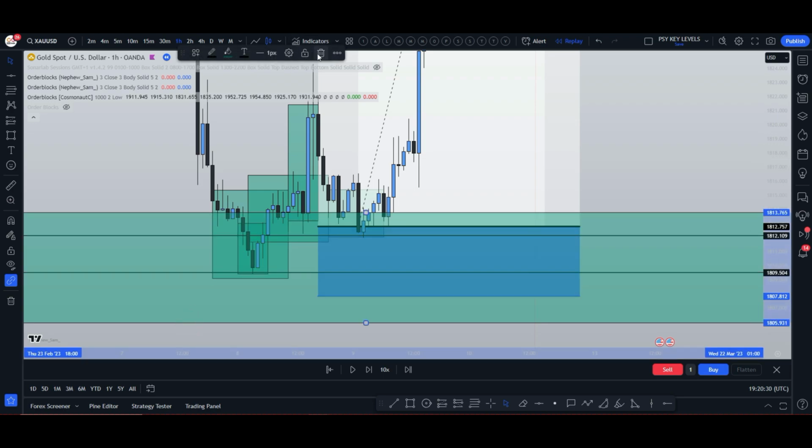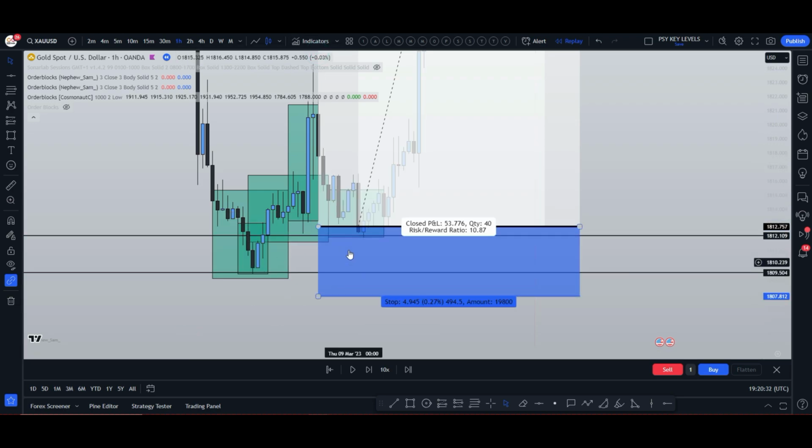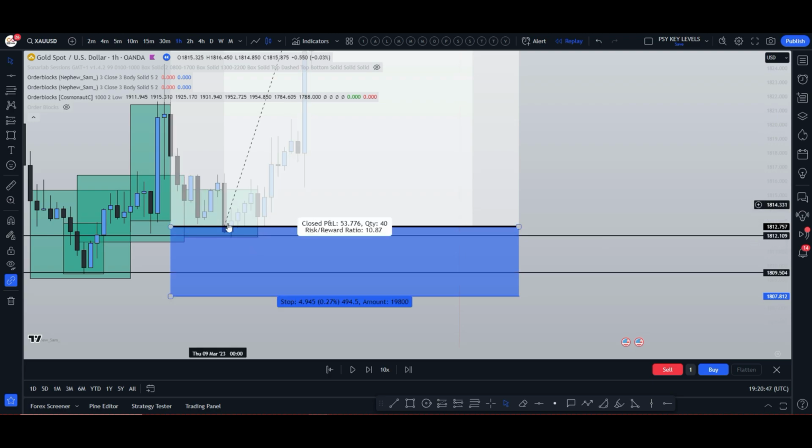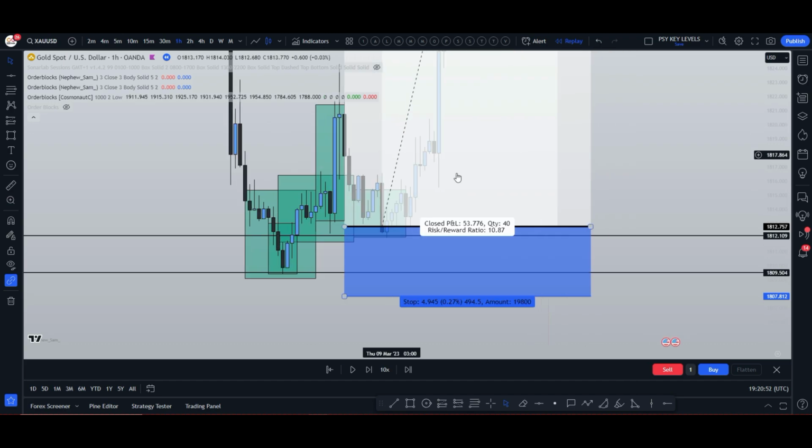I'll bring it back. Remove that previous order block I've drawn. Look at this. Look how this candle here touches exactly this price point here. It touches exactly 1812 100. It comes down, touches that exact line, and then shoots off. That's what you've got to learn about your key levels as well.